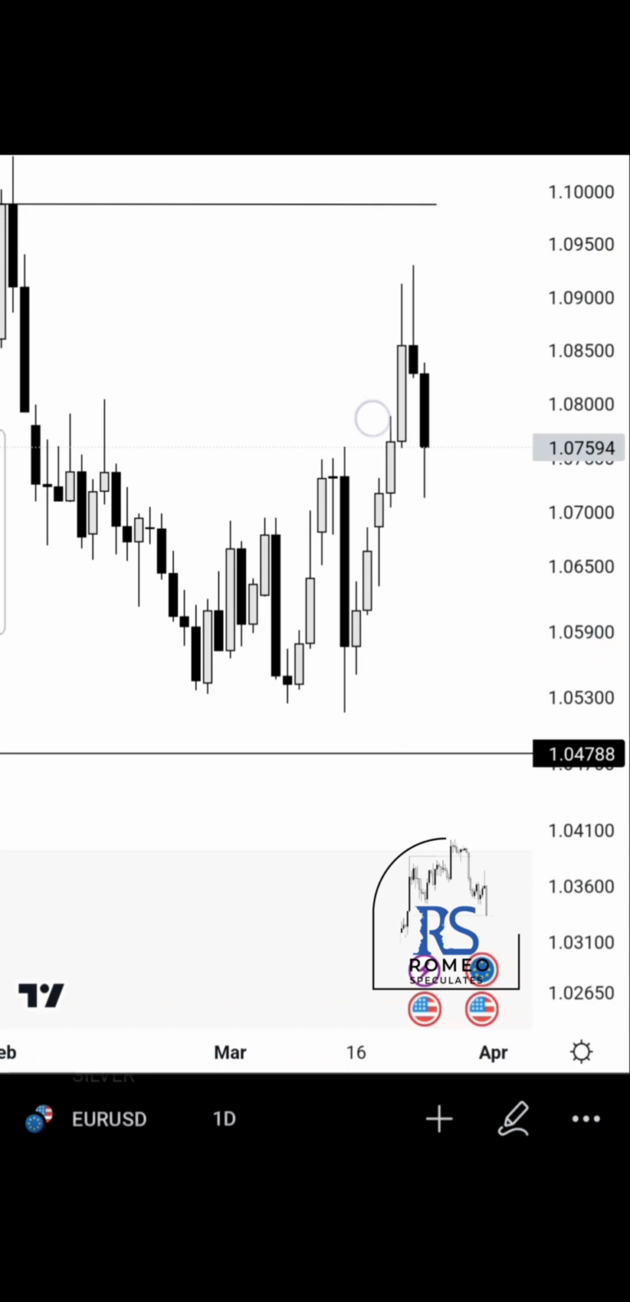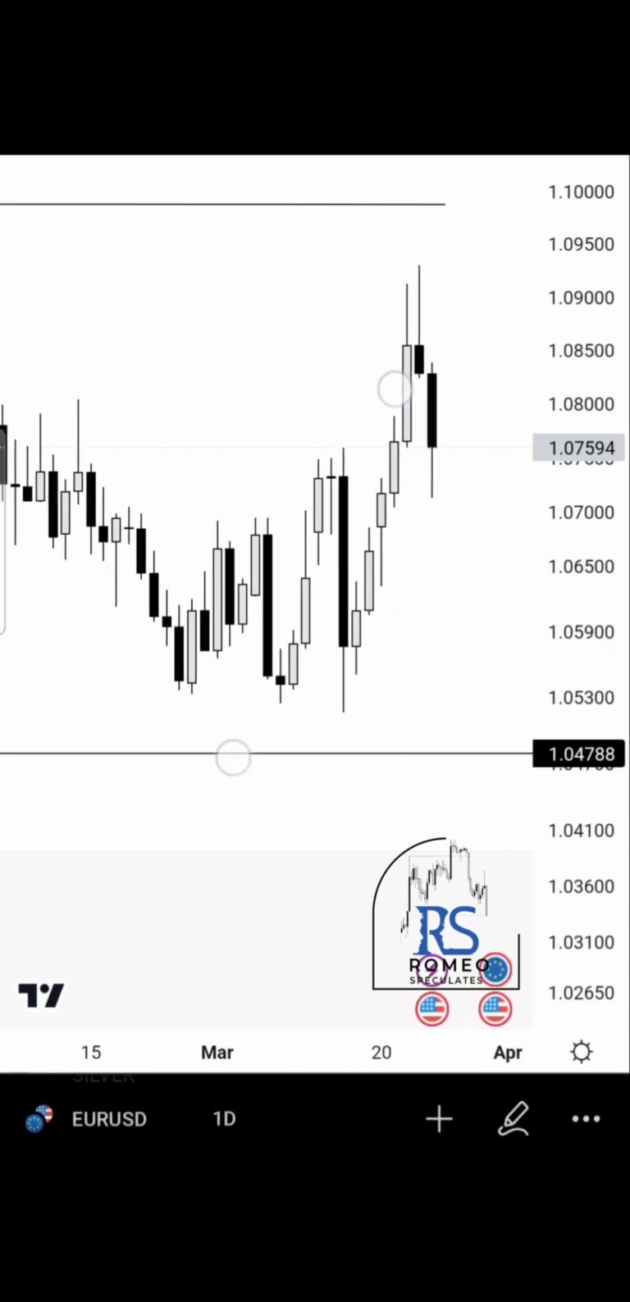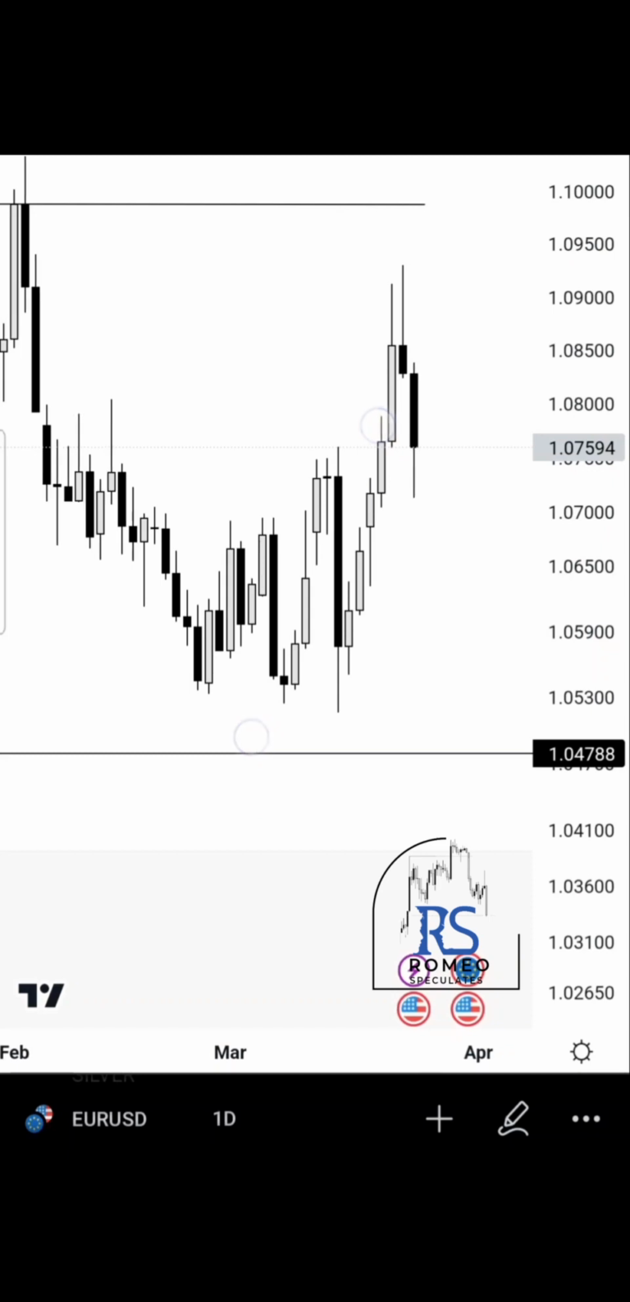So when thinking about price, you're going to think, where is liquidity being accumulated from, and where is it going to be distributed to?